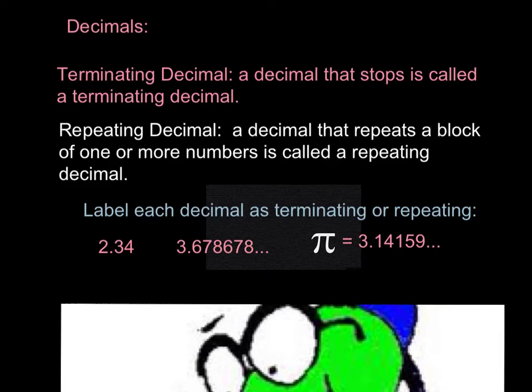3.678 repeats a block of numbers. It repeats the 678. Therefore, it is a repeating decimal. Pi is neither repeating or terminating. It goes on forever and there is no pattern or block of numbers being repeated.